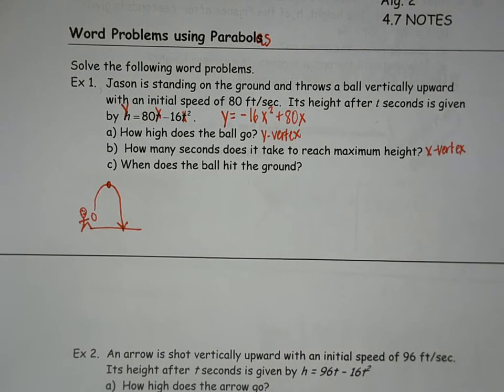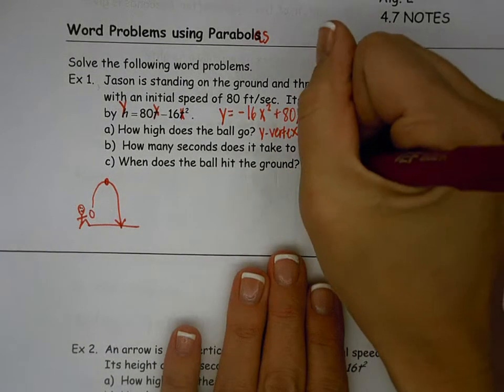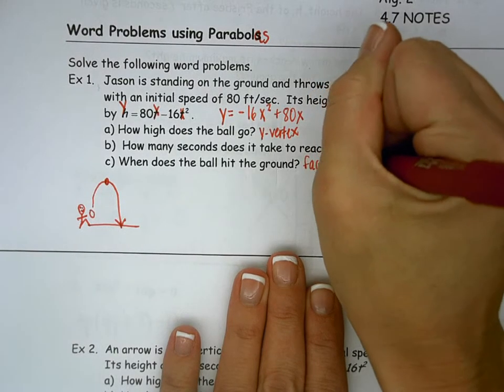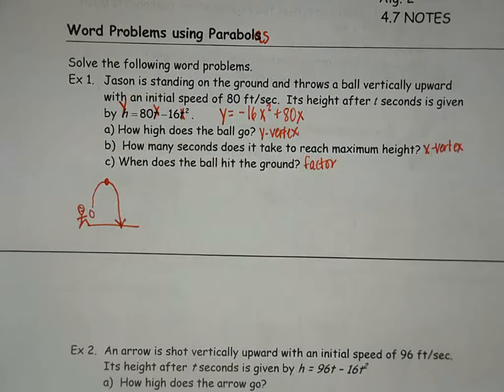How do you think you're going to find that value? How do we find when the parabola hits the x-axis? How do we find those values? Your x-intercepts. You have to, starts with an F. Factor. And set your factors equal to 0. So we're just going to write right here, factor. So let's go ahead and begin and find our values.